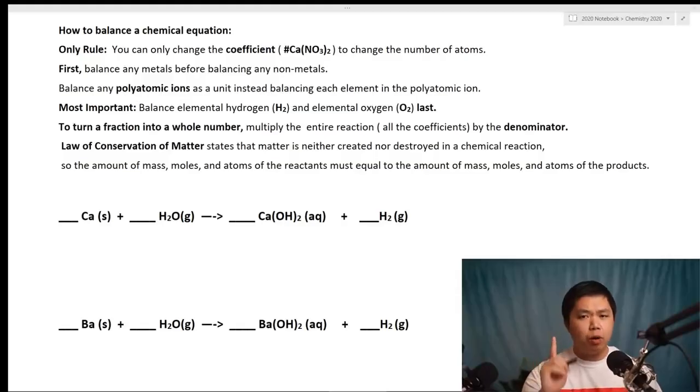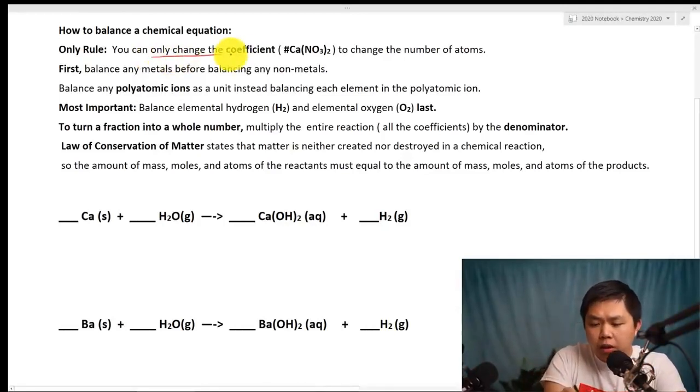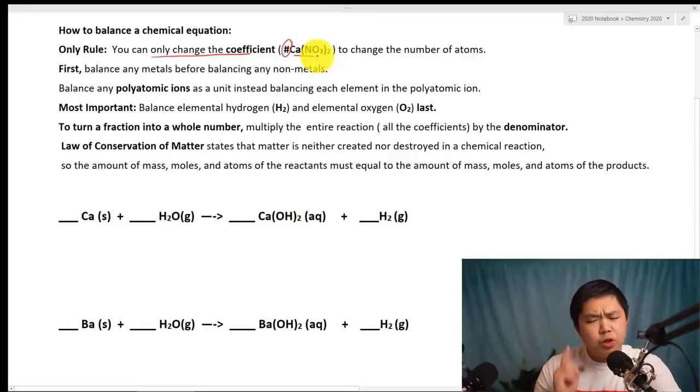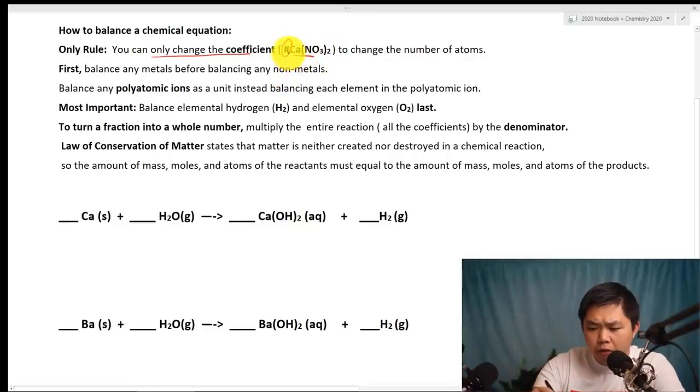To balance a chemical equation, you just need to follow this one basic rule, and that is you can only change the coefficient. Remember that the coefficient is the number in front of a chemical formula. Now, what's so special about a coefficient? Well, when we change the coefficient, it multiplies. Remember, the coefficient multiplies all the subscripts.